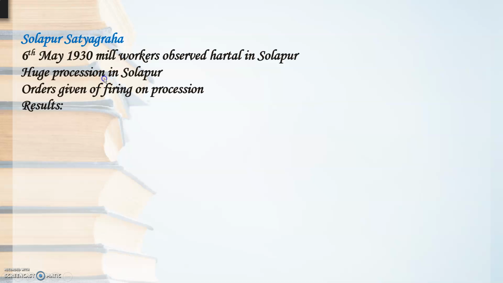To stop that, what happened? People were ordered to be fired upon. That means people were fired at. People were killed in this procession by the Britishers.